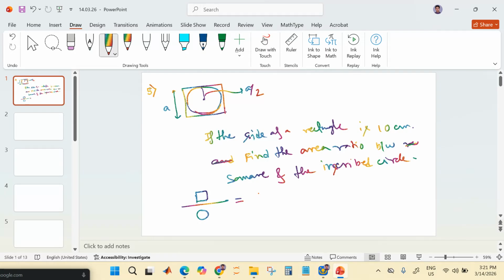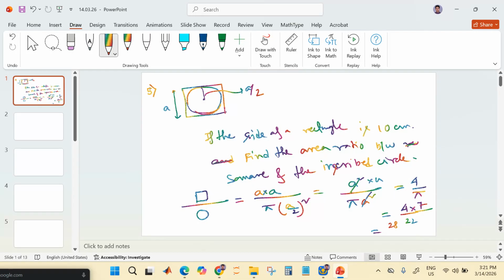So square means what? Square means a into a, and circle means pi r square. R means a by 2, whole square. So a square by pi a square into 4. So a square will cancel, 4 by pi will be there. So what is the 4 by pi? Pi means 22 by 7. That means what? 28 by 22. That is 14 by 11.